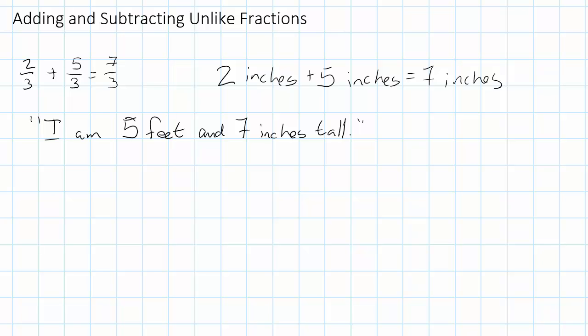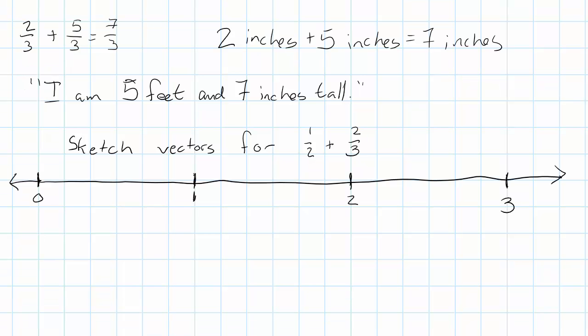But let's take a look at some number lines and see what happens. Let's draw number lines and look at the vectors for 1/2 plus 2/3. On this first number line, I'm going to divide each unit into 2 equal parts and use this first number line to draw 1/2. So here each of my units is divided into 2 equal parts. I'm just going to take one of these, and that's 1/2.